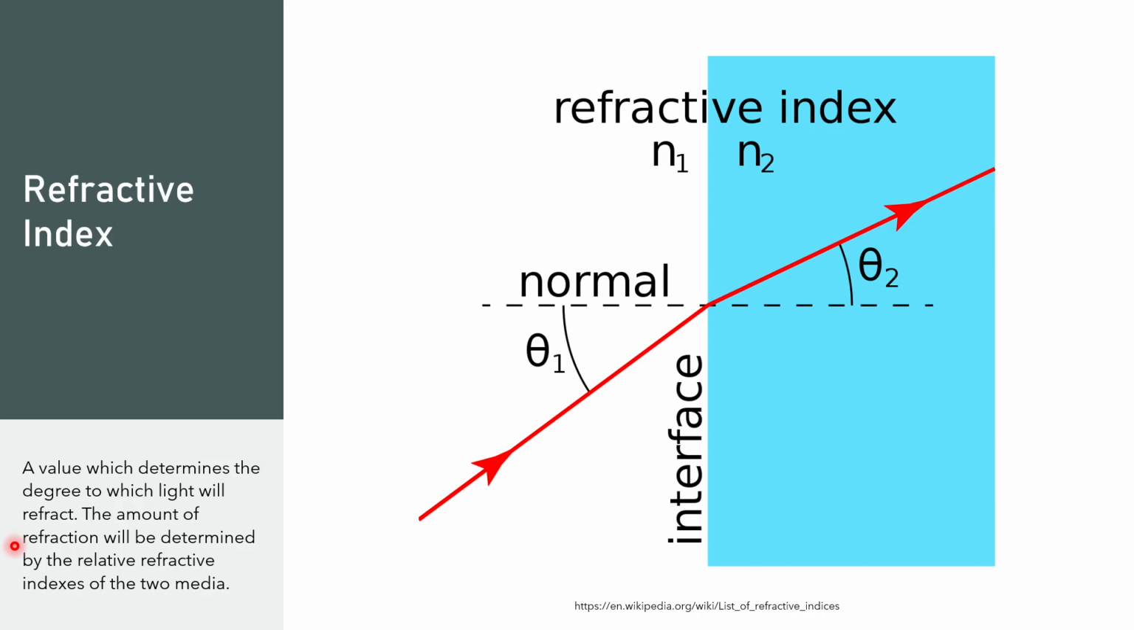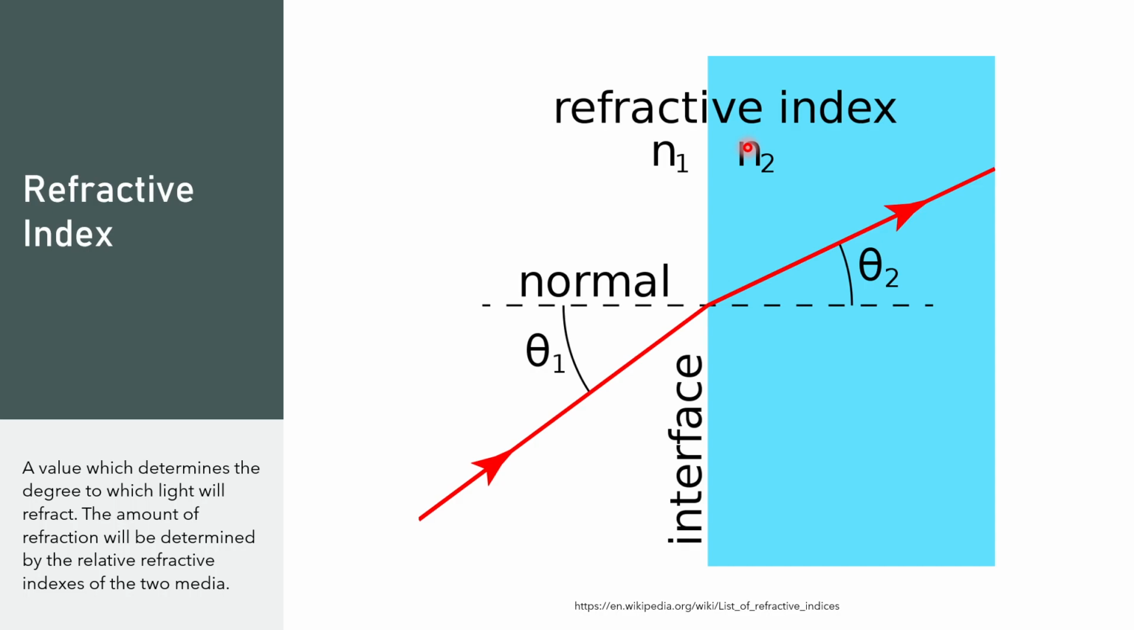To understand the quantitative relationships that we see in refraction, it's important to understand what the idea of a refractive index is. Essentially, it's a value which we give to any type of medium. So let's say this is air and this is water. We might have a refractive index for air N1 and a refractive index for water N2, but it's a value that determines the degree to which light will refract.